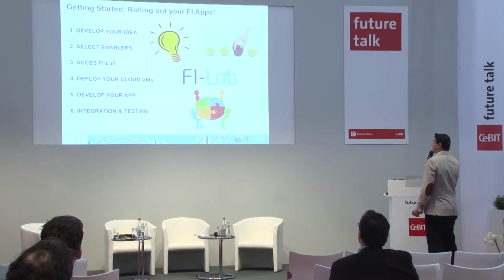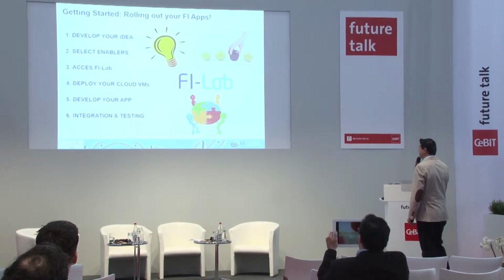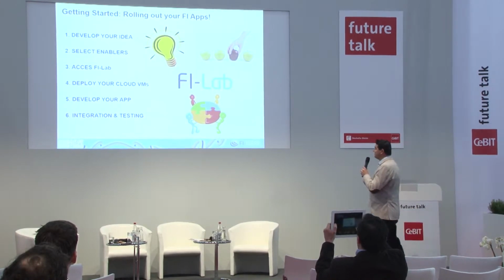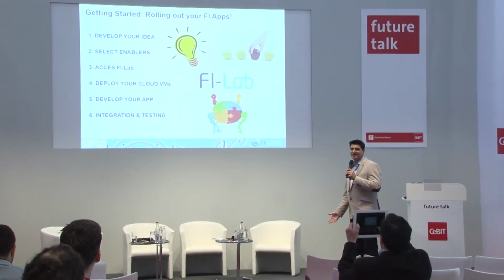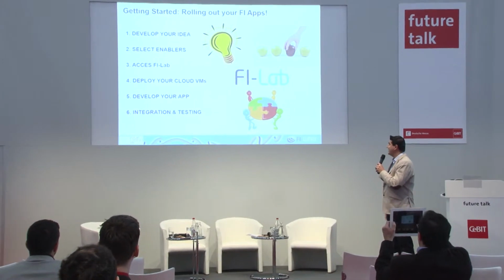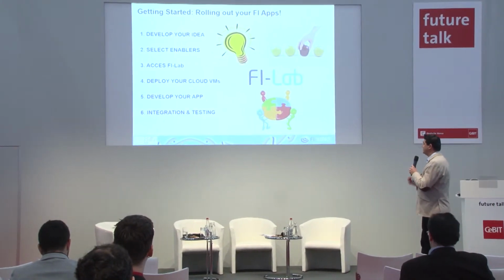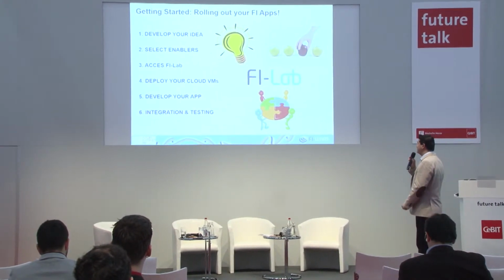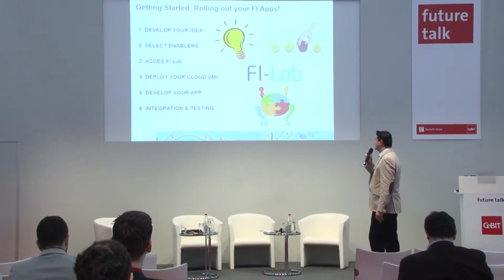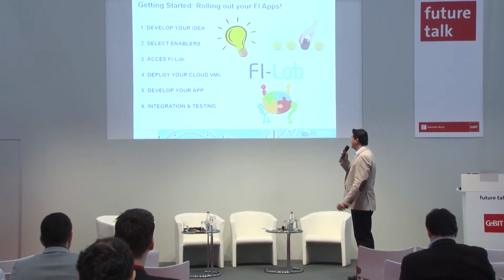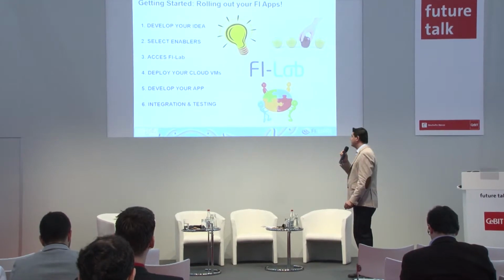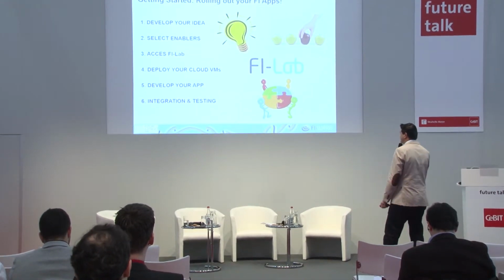So what is the idea? The idea is to roll out future internet applications, and the first point is to develop your idea. So what you need first? You need to have an idea, of course. Later, you need to select the enablers. You need to access the FiLab. You need to deploy your virtual machines in the cloud, and you need to develop your application. Once you have this, you need to integrate and test.